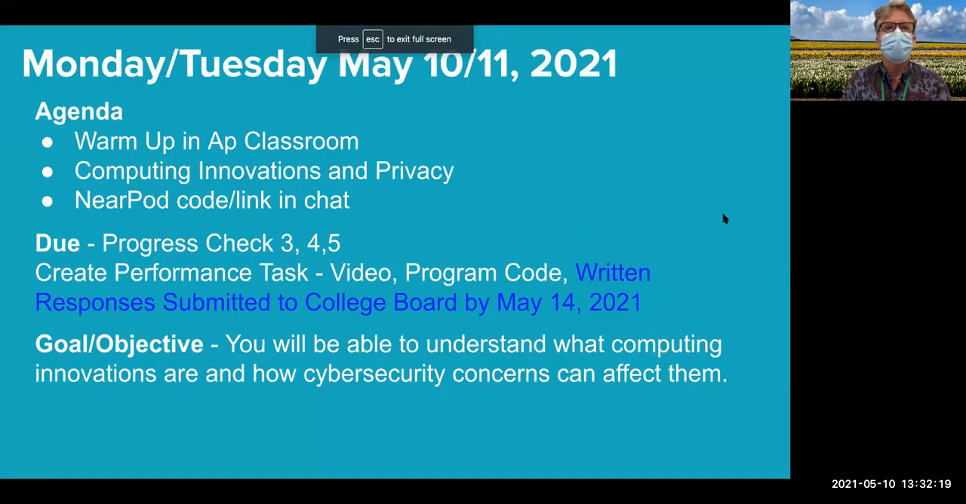So let's start off with our fabulous agenda. We have a warm-up in the AP classroom. The first one's a little tricky. The second one is the same thing, but it sort of makes more sense. We are working on computer innovations and privacy. We're going to be working out of a Nearpod. I will put, why don't I give you the code right now?